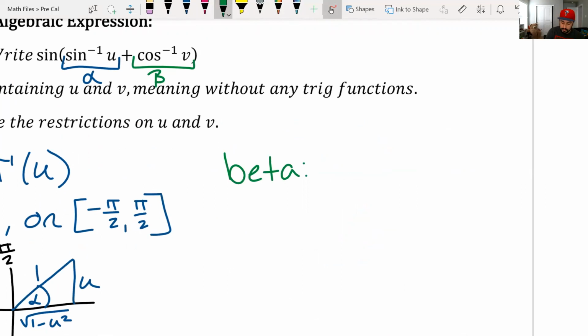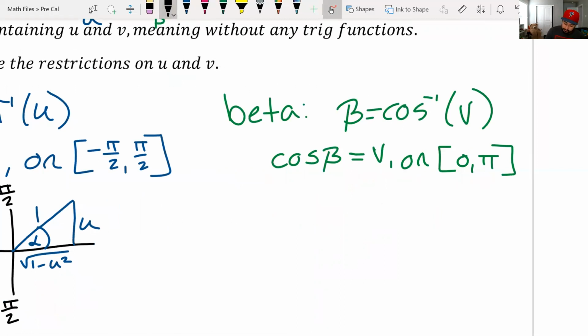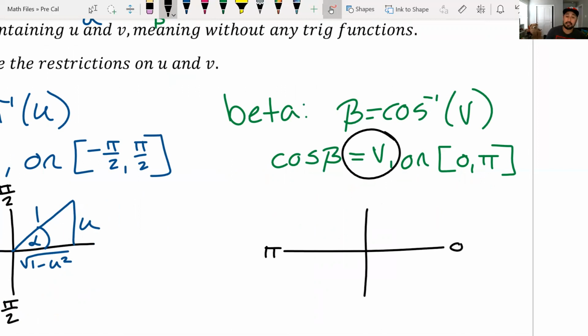Beta equals the inverse cosine of V. And again, compose both sides with cosine, and you get cosine beta equals V. But this can only happen on the inverse cosine's restrictions of 0 to pi. So make your unit circle. There's 0, there's pi. We assume that V is positive. So again, this places my triangle in quadrant 1.